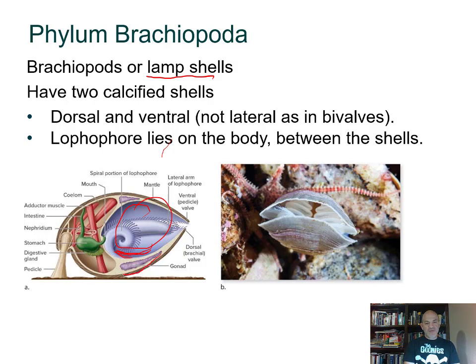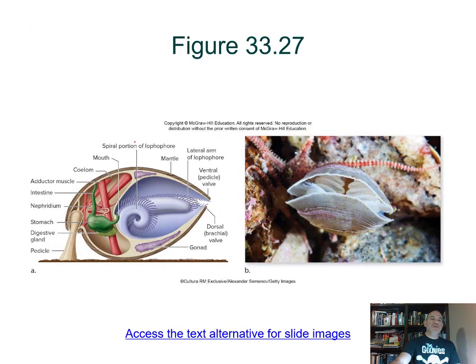You can see the gonads here, which are the sex organs. You can see some muscles that help close the shell here, and the pedicel, which literally translates to the foot, where they attach there. And they filter feed as well. And so these are the brachiopods.